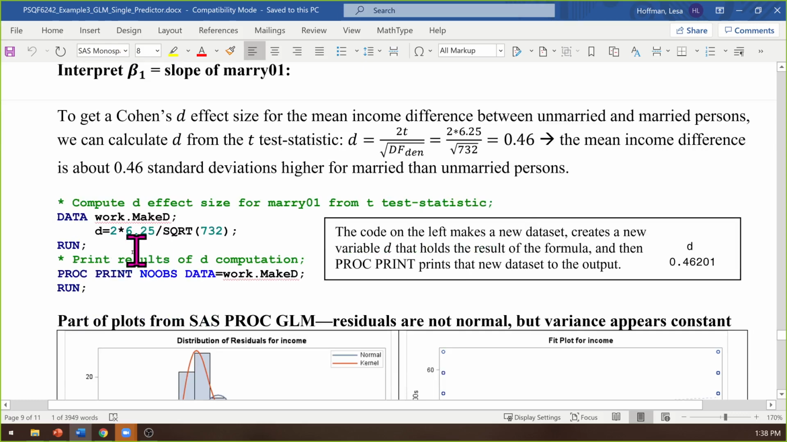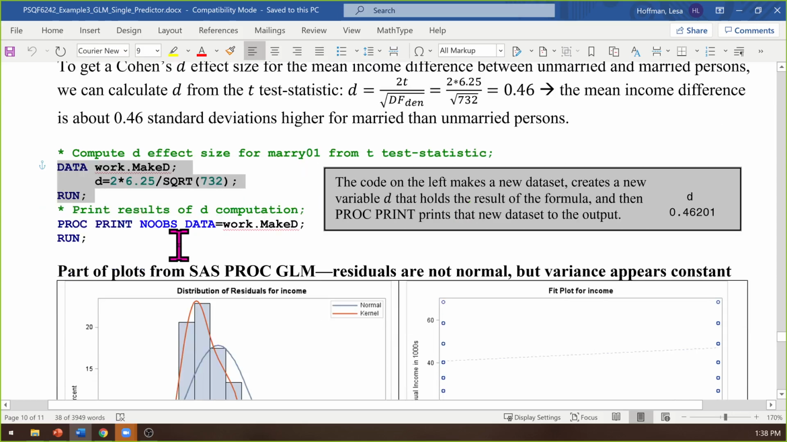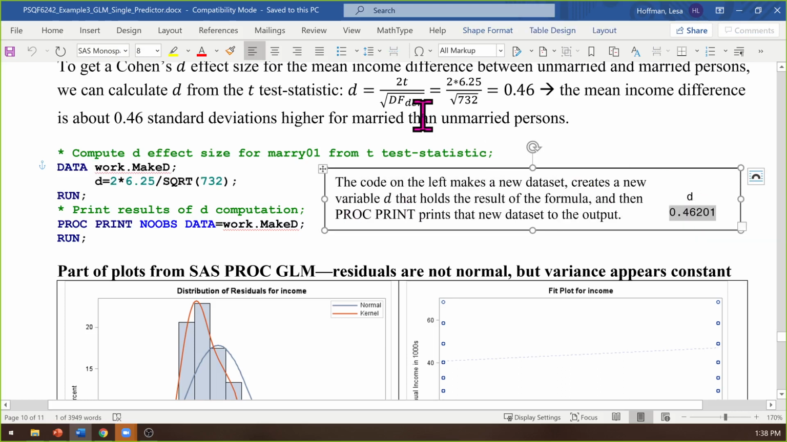I did that in SAS by opening a data set and asking it to do math and then printing the name of the data set. So that works out to be a D of 0.46 as an effect size. So the difference in income of married people relative to unmarried people corresponds to a D effect size of 0.46. So they are roughly half a standard deviation apart. That's your D.